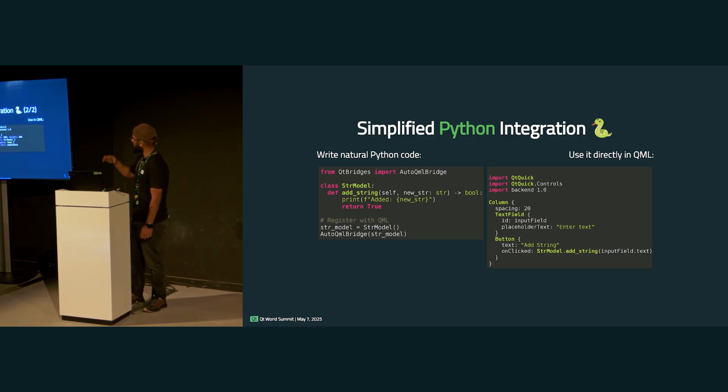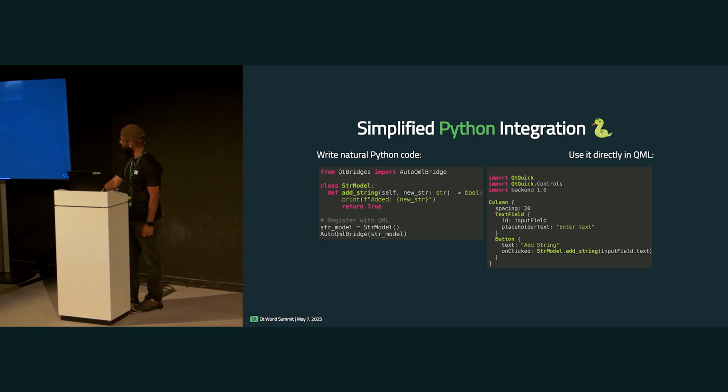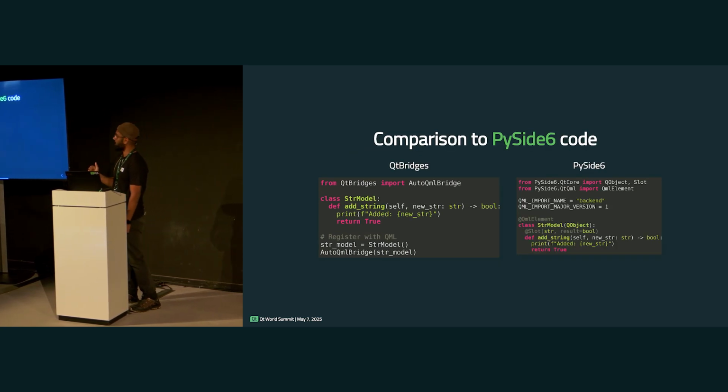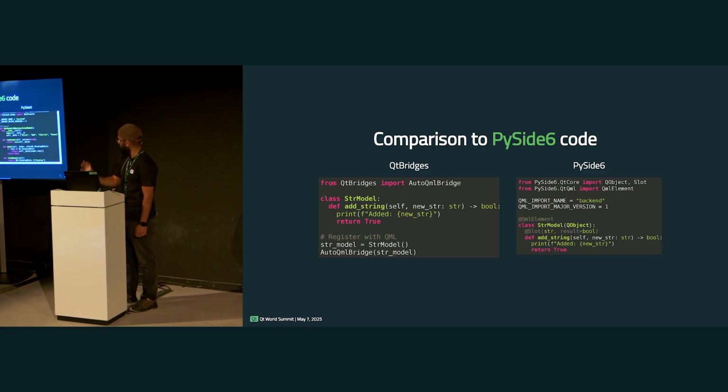So yeah, there are different kinds of data that you can return with Qt Bridges. So how does this look in comparison to PySide code? The exact same thing you can also do with PySide, but the code is much more. You can see that here. The same thing when you do with PySide, it kind of looks like this.